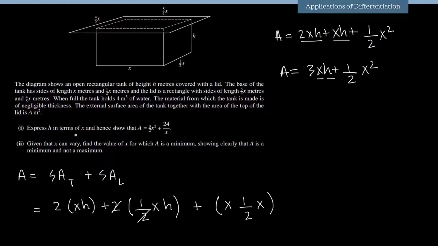So this means I need to form an equation of h in terms of x, and I need to substitute that equation in place of this h. So for that I am going to use the fact that when the tank is full, it holds 4 meter cubes of water. So this means that the volume of the tank is 4 meters cube.